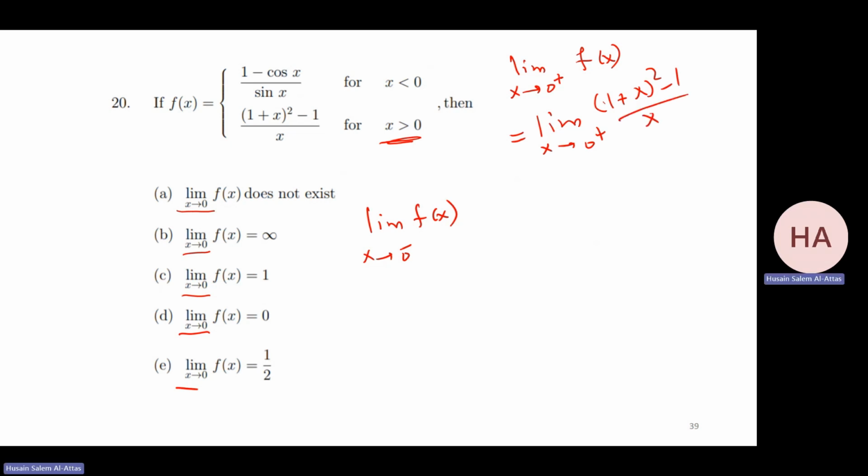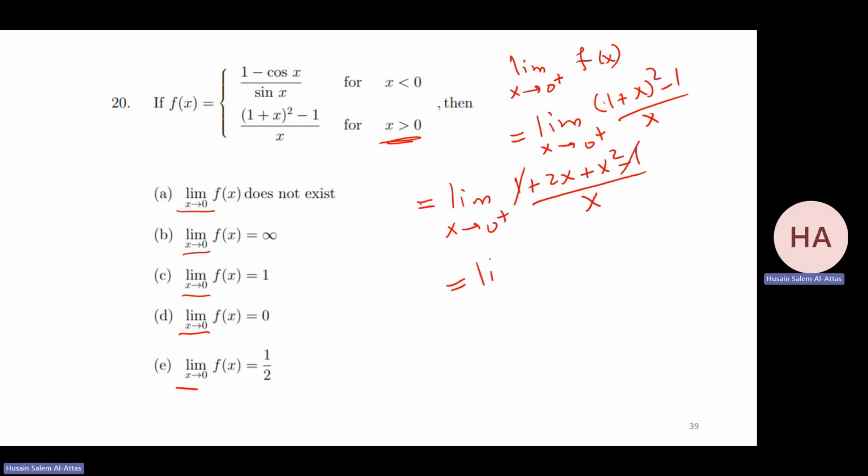If we substitute, you'll get 0 over 0. So it means you need to do the calculation. I'll leave this for later. So that will be limit x goes to 0 from the right. I open the parentheses: 1 plus 2x plus x squared minus 1 over x. This is cancelled. Take x as a common factor. You get 2 plus x over x. This one is cancelled, so we're getting 2.